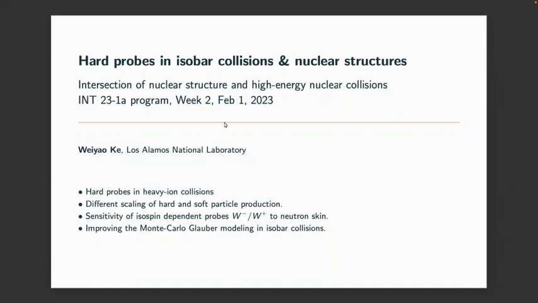So this will be about hard probes in isobar collisions and nuclear structures. This starts from a discussion that Jiang and I had last year at Stony Brook. That's when we realized that there's not too much discussion of using high pT probes to see whether there's any sensitivity to nuclear structures in isobar collisions. Of course, there are many studies, but not as thorough as all the studies you saw for bulk particle productions.